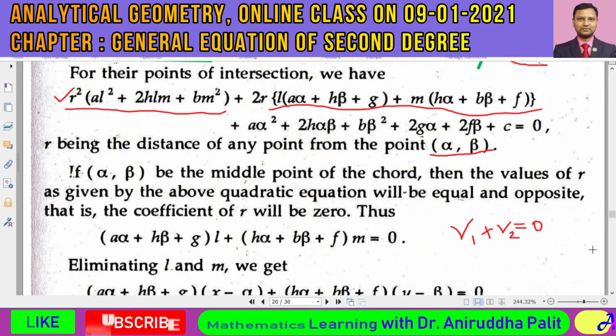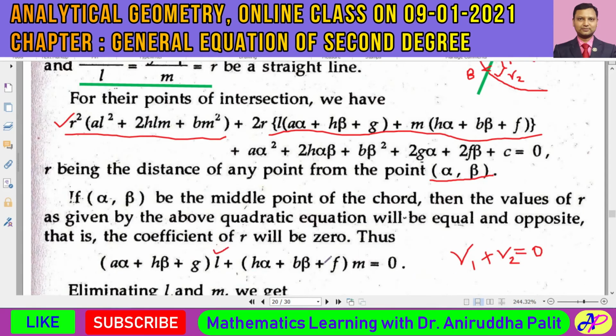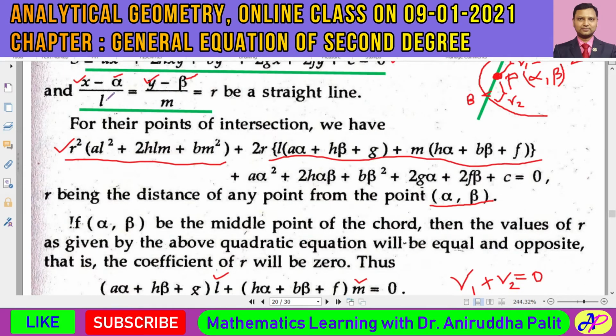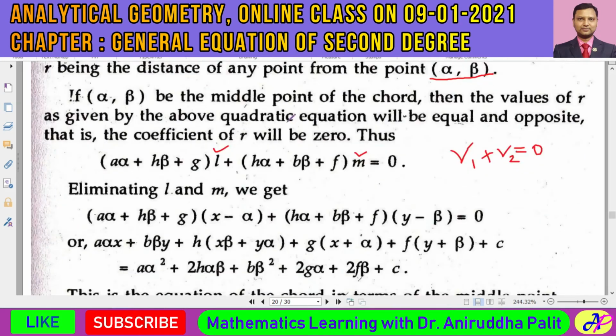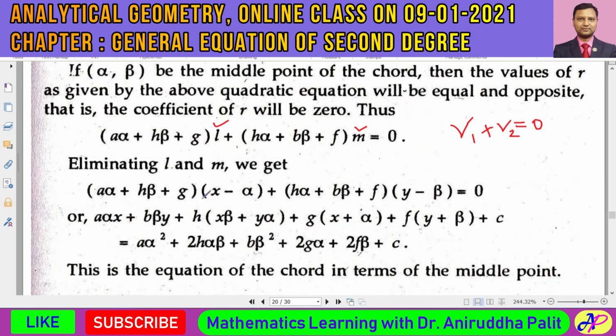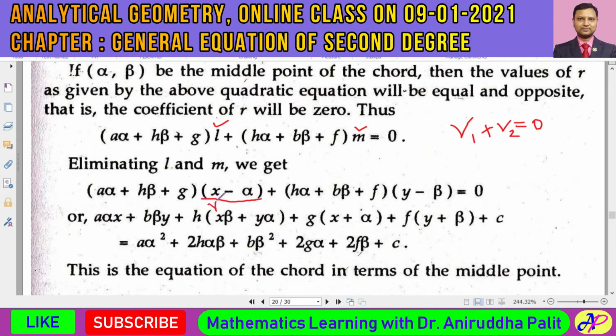Therefore, because this numerator is equal to 0, we now eliminate L and M. Over here we have two unknown quantities, one is L and another is M. So if we compute L from the first and third ratio and compute M from the second and third ratio, we can eliminate L and M. Actually, in place of L, we shall have L is equal to x minus alpha divided by r, and M is equal to y minus beta divided by r.